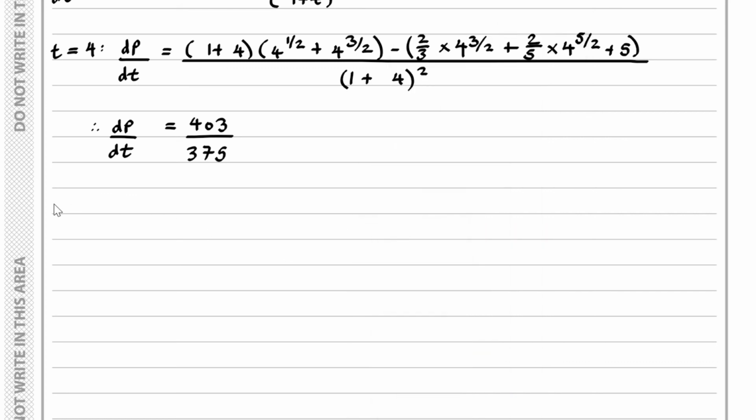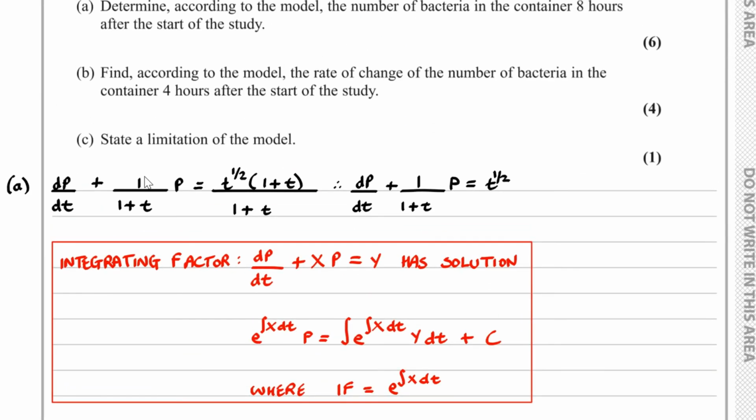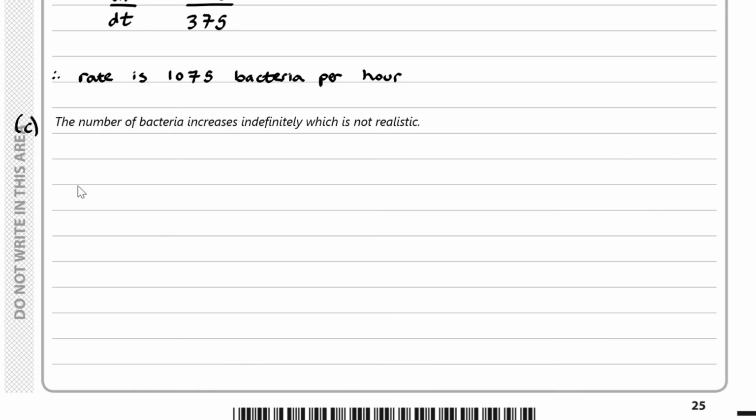So therefore the rate would be 1075 bacteria per hour. And now for part C, we have to state a limitation of the model. The number of bacteria increases indefinitely, which is not realistic.